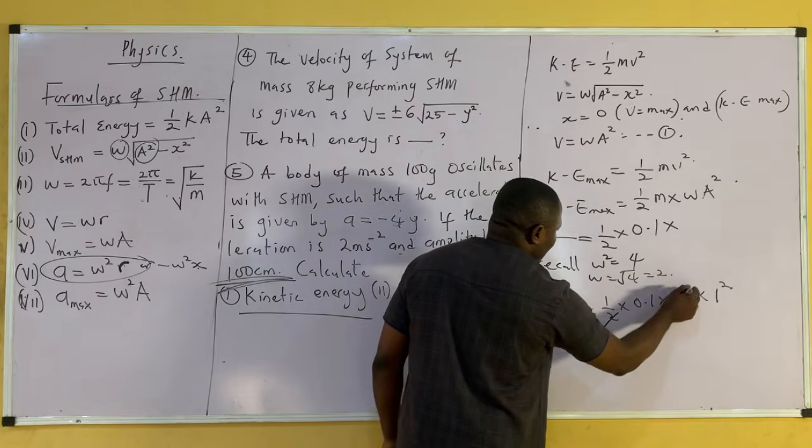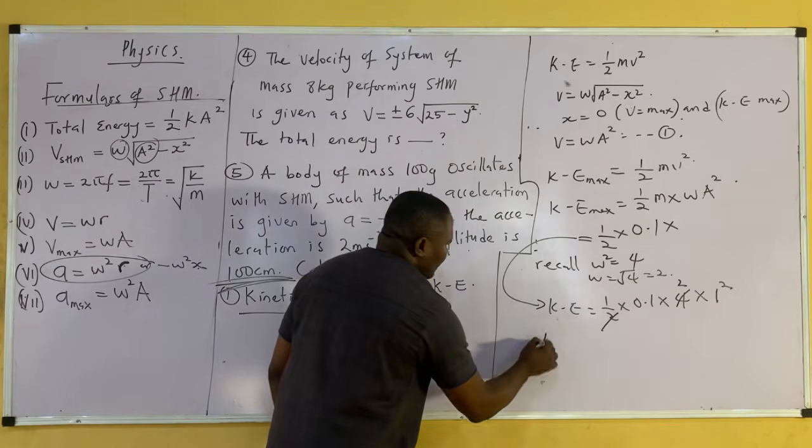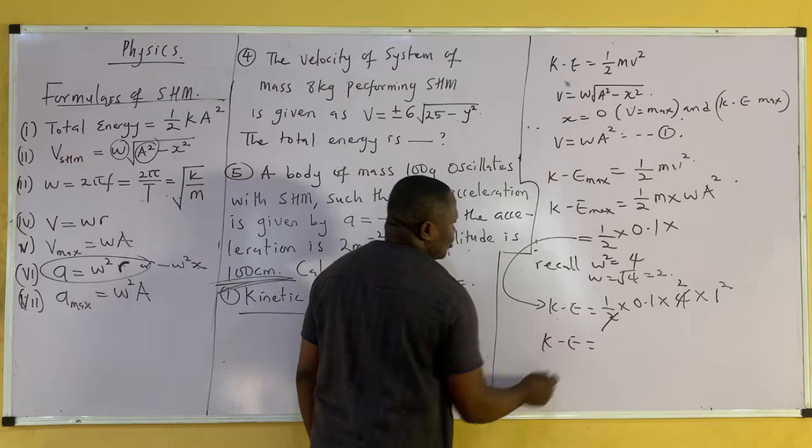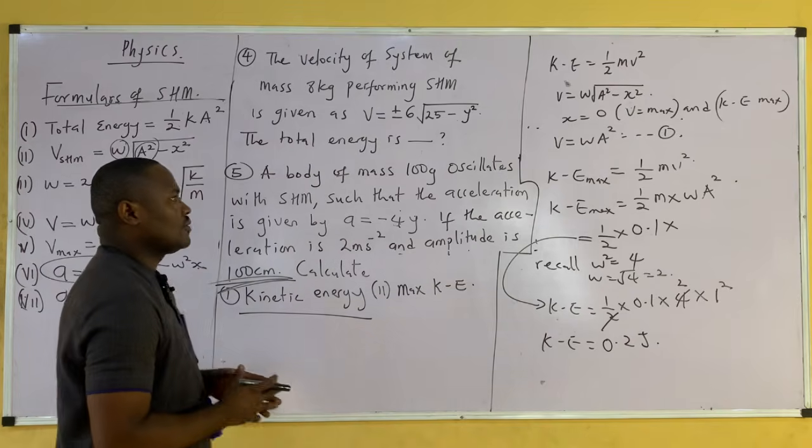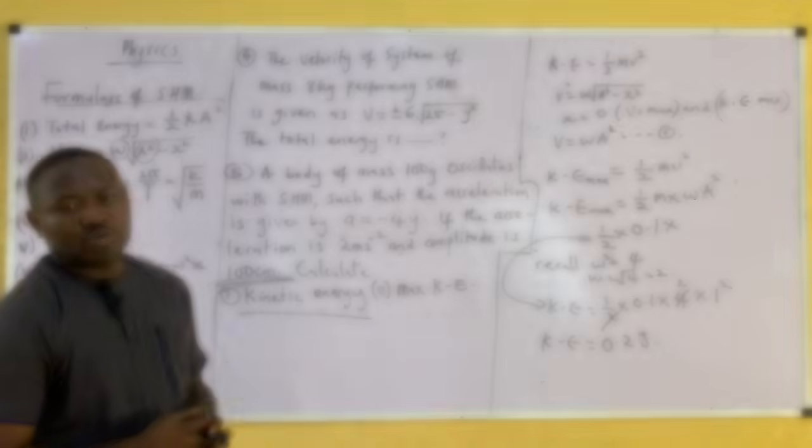So we cancel that, this to be 2. So I will now have kinetic energy equal to 0.2 joules. So that's how you solve this, and the answer is 0.2 joules.